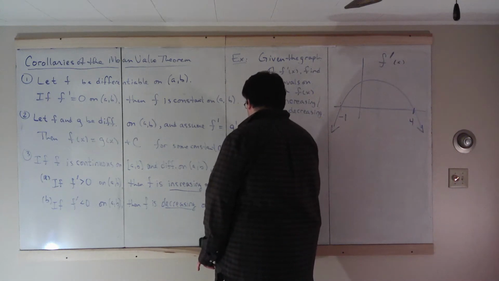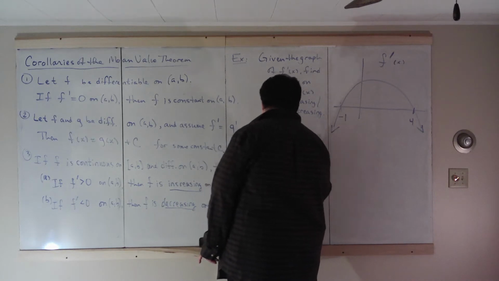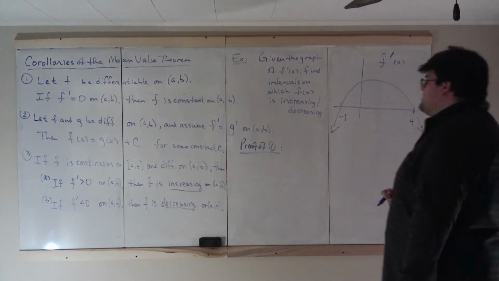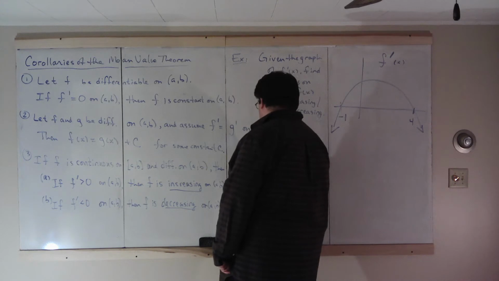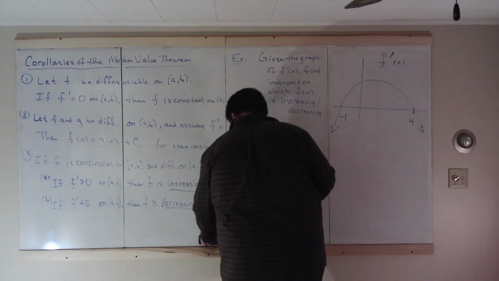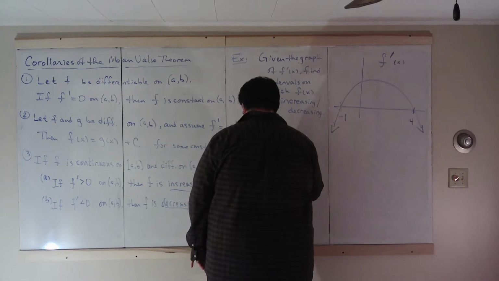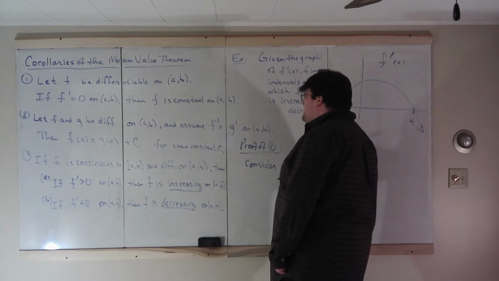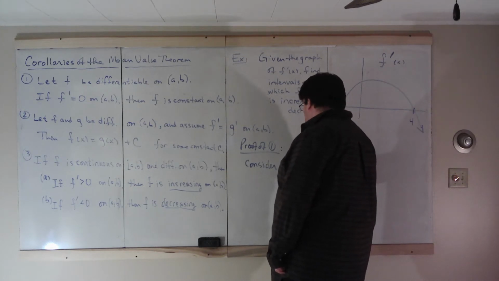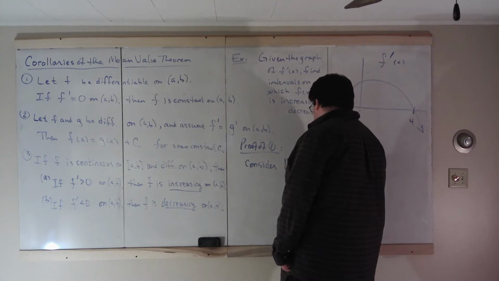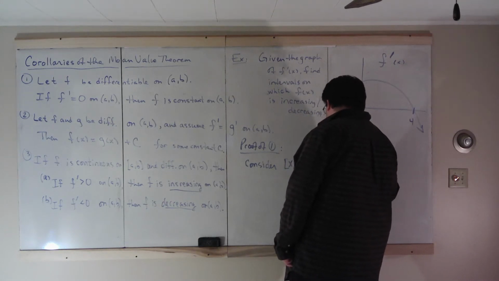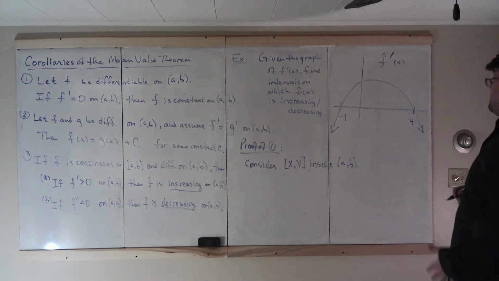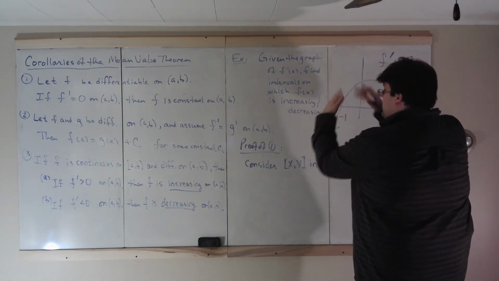Proof of 1. Let's do one proof. We want to conclude f is a constant. Well, consider the interval, let's just say [x, y], inside (a, b). So here we're taking a closed interval inside (a, b). So we have (a, b) somewhere on our x-axis, and [x, y] is somewhere inside that.